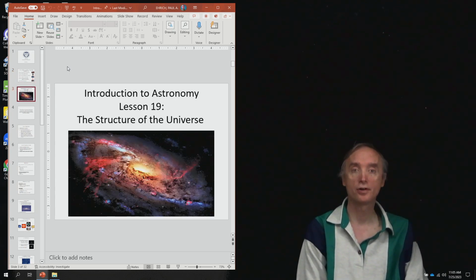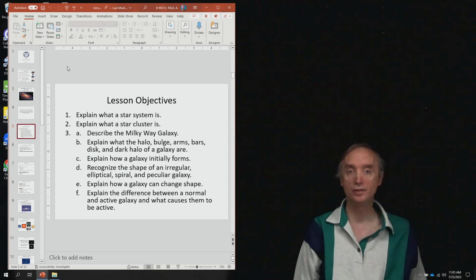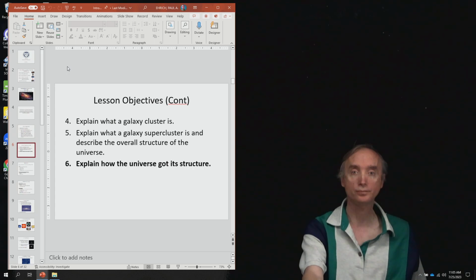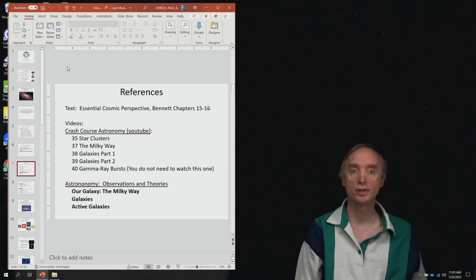So we're going to first start off with lesson number 19 on the structure of the universe. It's incredibly important that you read the lesson objectives for each of these lessons before you take the exam, because the questions are based right off of these lesson objectives. Now this first one is going to be chapters 15 and 16 out of your textbook. And then also remember that there's always Crash Course Astronomy videos available for these topics.